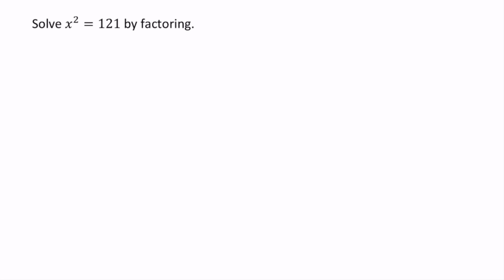So let's rewrite our quadratic equation, subtracting 121 from both sides, and that gives us x squared minus 121 equals 0. And now x squared is a perfect square, 121 is a perfect square. So the method of factoring that we'll use here is difference of squares.